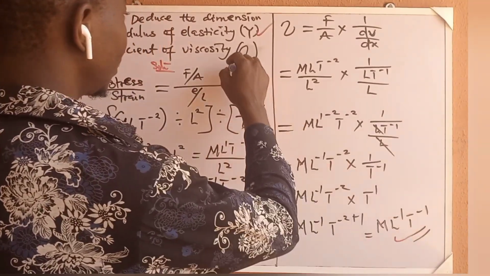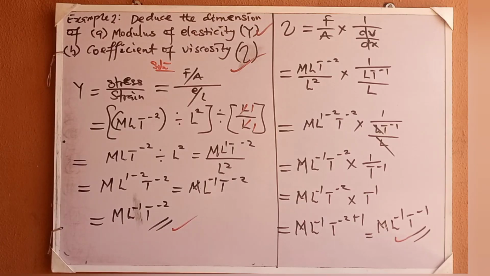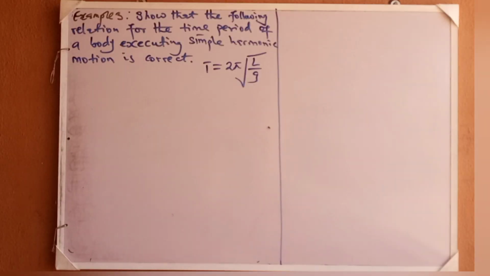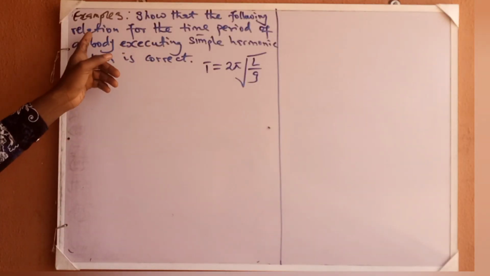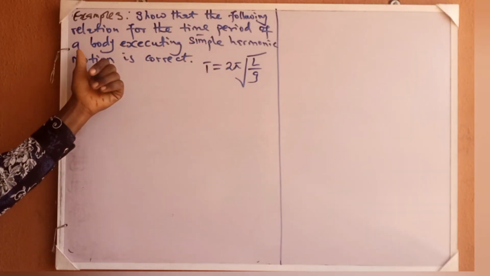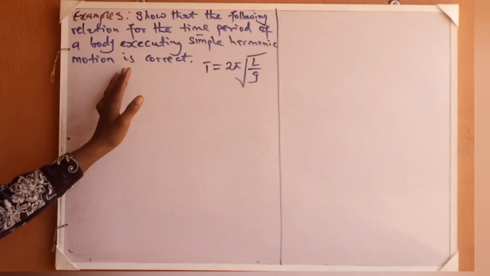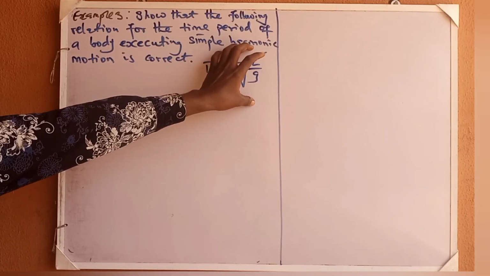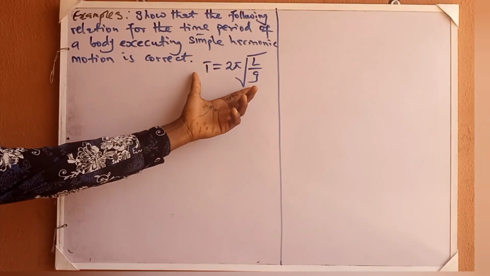So this is for this. In example 3, we are asked to show that the following relation for the time period of a body executing simple harmonic motion is correct. We are given this equation to show that it is correct.